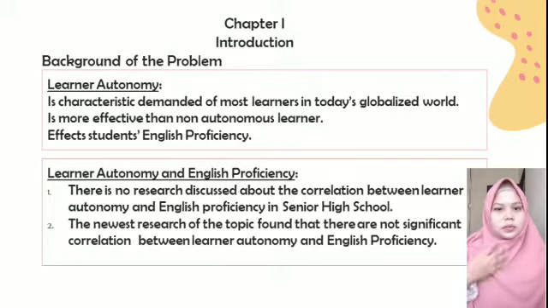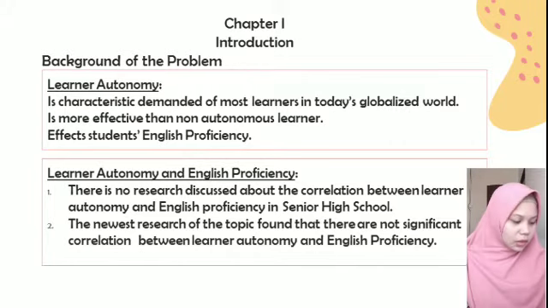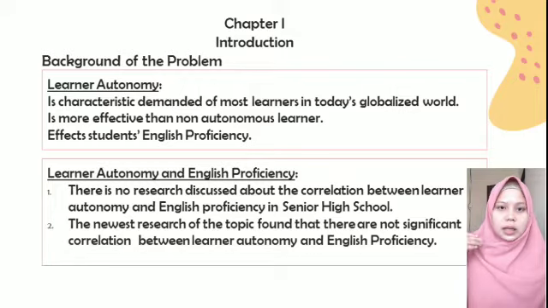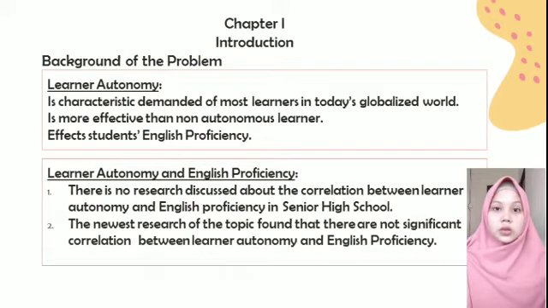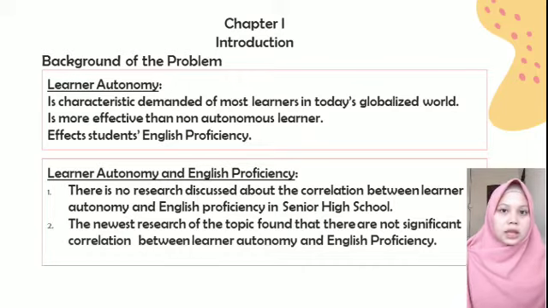Based on some relevant journals that I have read, most of the research that conducted this topic chose the sample or the subject of the research as higher education students, for example, university students. So in this research, I would like to take senior high school students as my subject, and also the previous studies found some different findings.